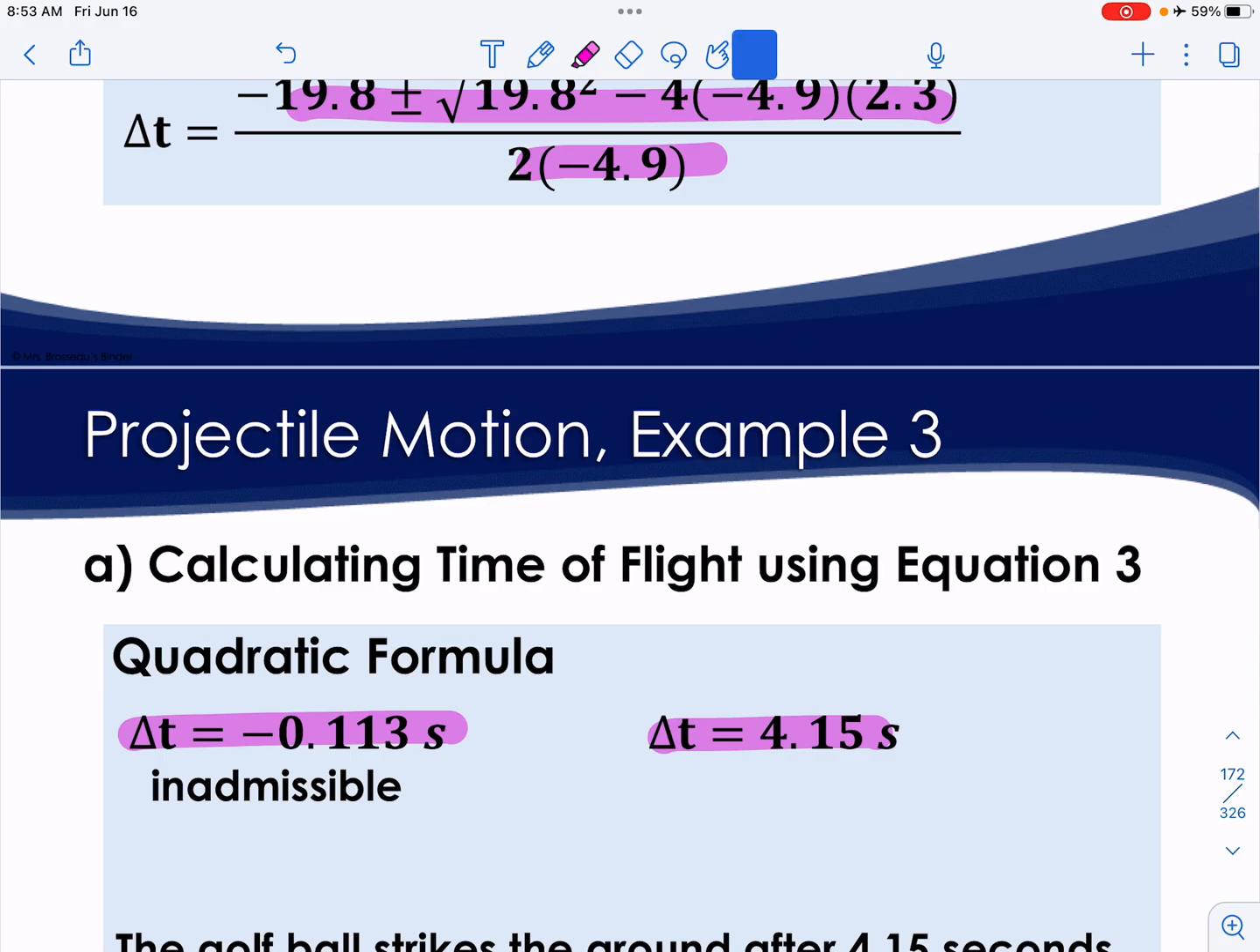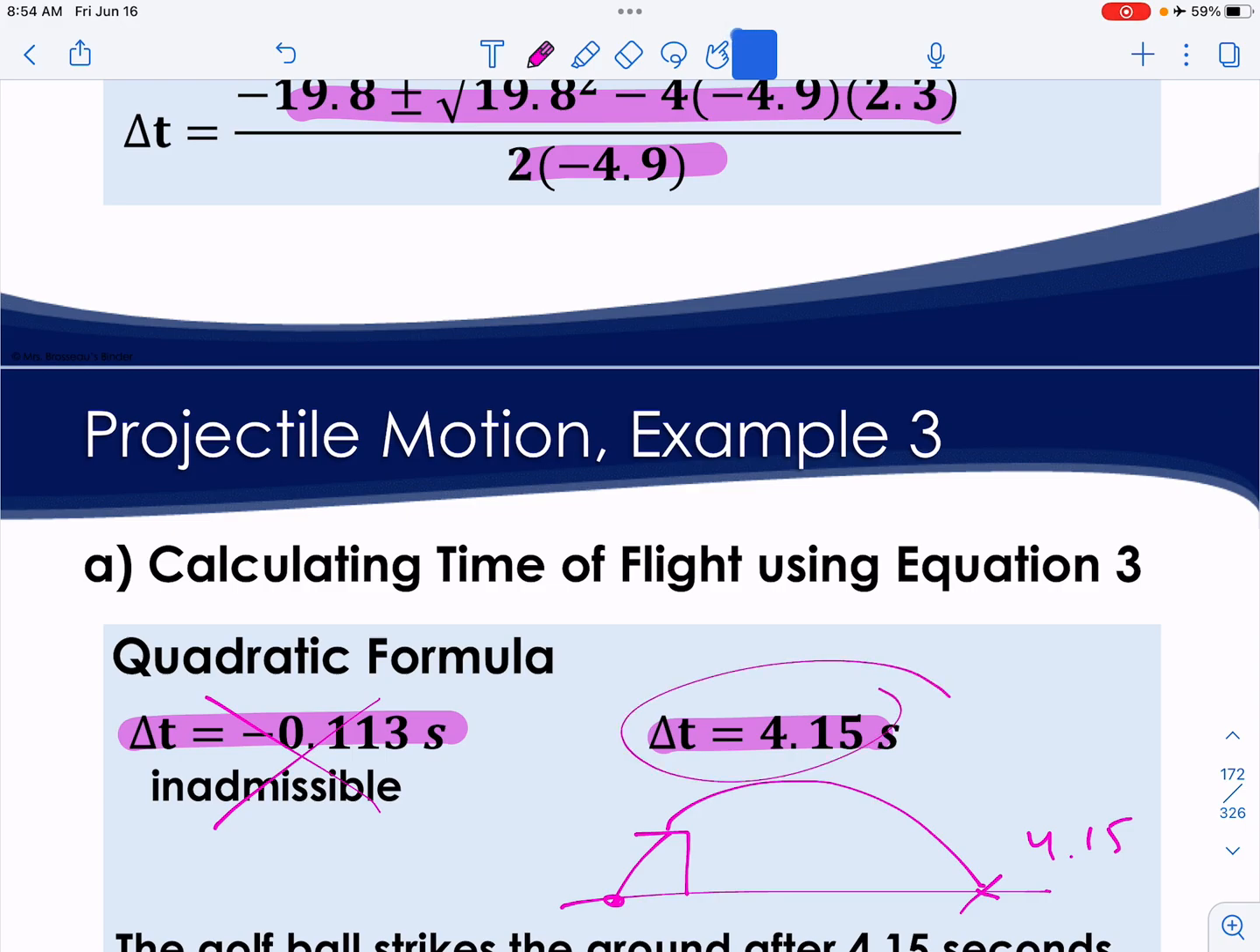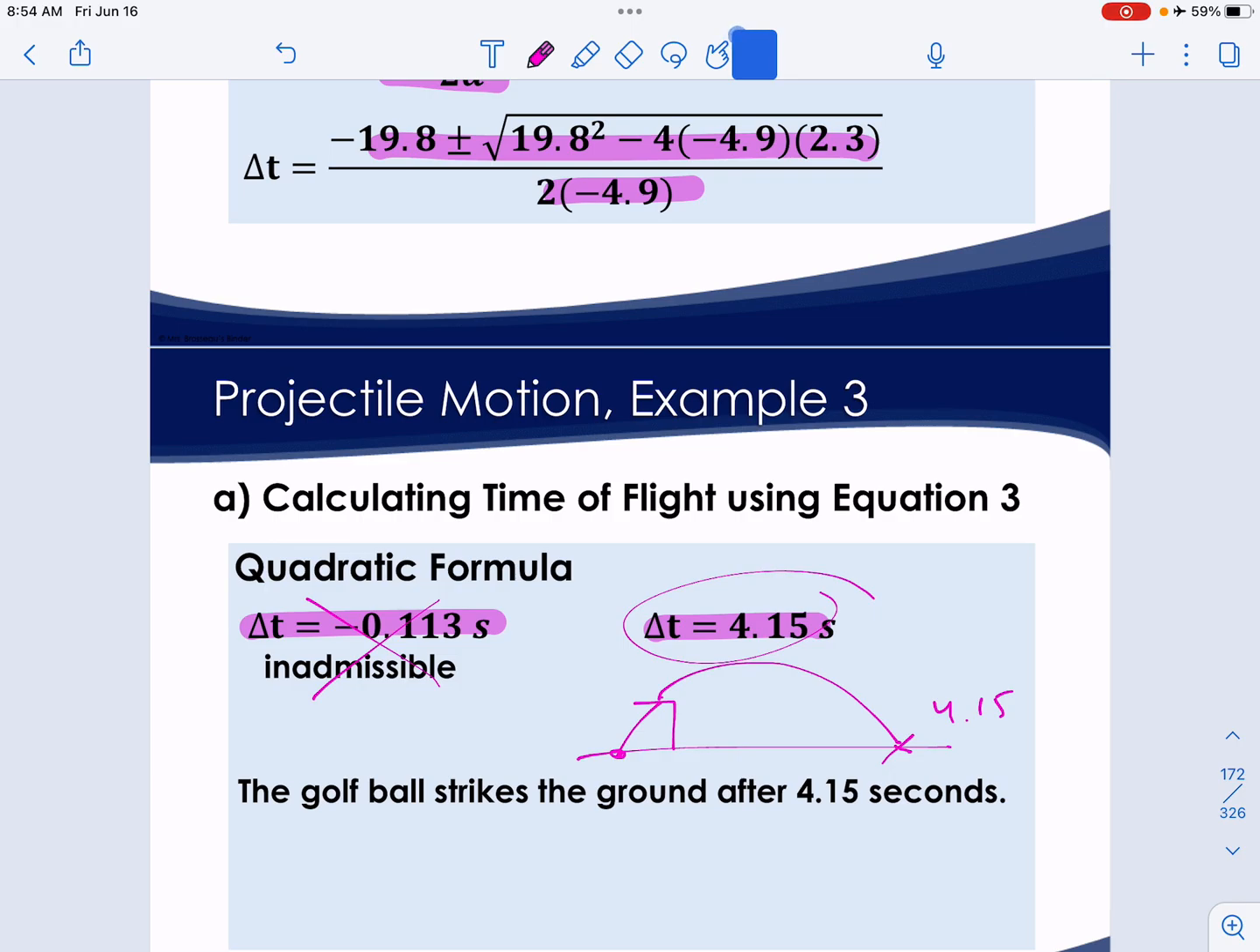The reason you get a negative number here, think about it, is you're starting the launch from here and you end up here. So it's saying that it'll be down here at 4.15 seconds, right? Well, the negative value is going to be over on this side, but you can't have a negative time. So this is not admissible, but we do know that the total time from here to here would be 4.15. So the golf ball strikes the ground after 4.15 seconds.